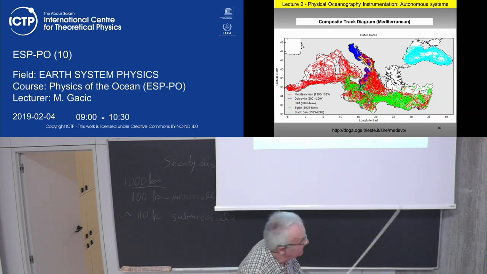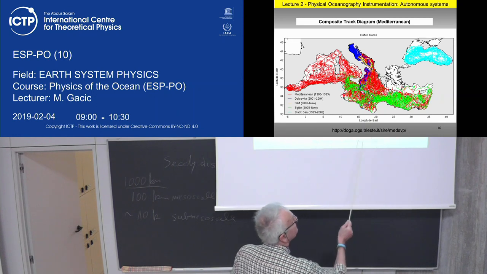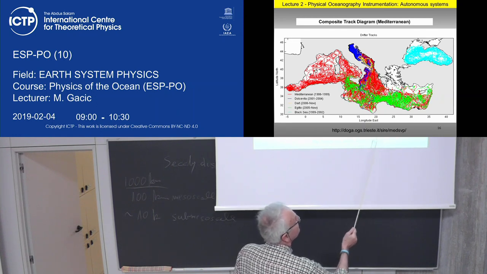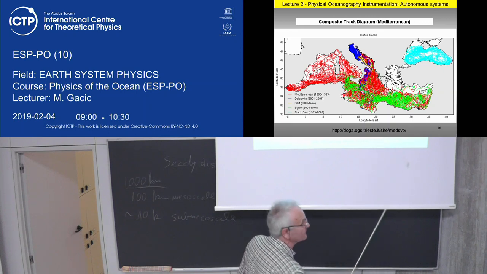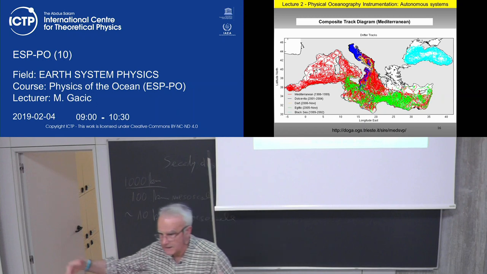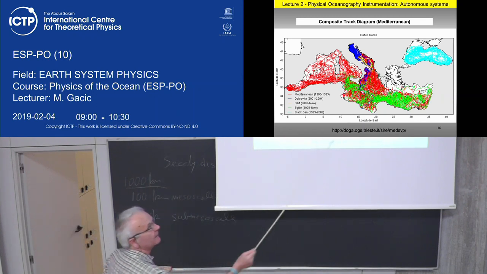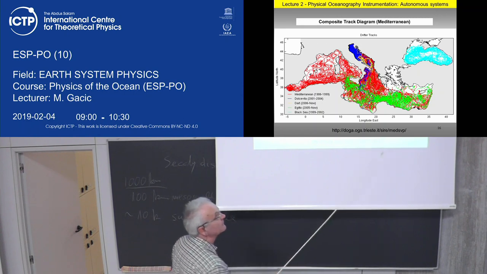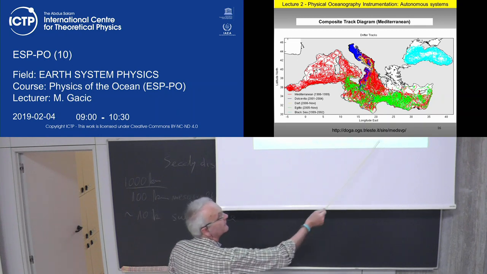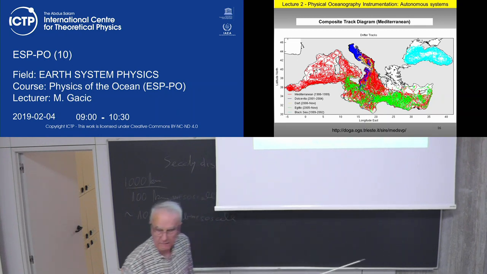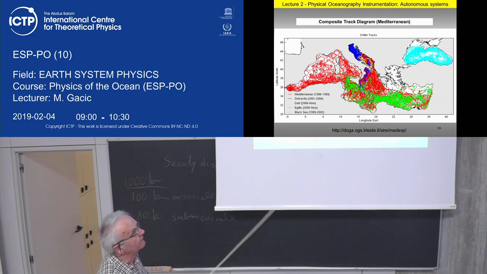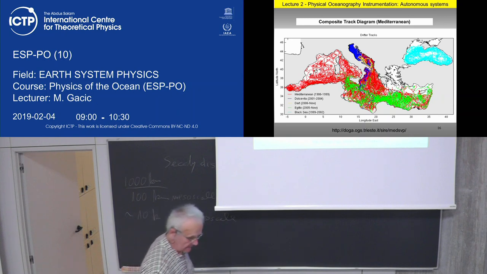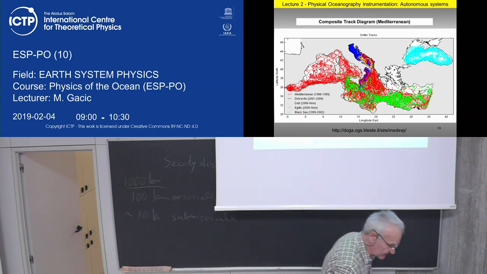Another thing which is also very nice is the Black Sea. We know that the Black Sea has a basin-wide cyclonic circulation, and indeed the drifters were mainly kept along the coastline, and then they do these large basin-wide cyclonic gyres. They reflect that kind of circulation in their trajectories.